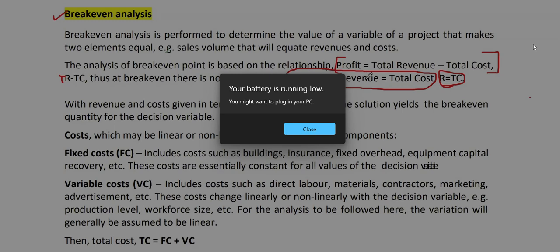So producing less than the break-even quantity will put the company in a loss producing position, and producing above the break-even quantity will put the company in a profit making position, and producing the break-even quantity itself will put the company in a position where it is neither making a what? A profit nor a loss. Profit nor loss. Are you with me there so far?